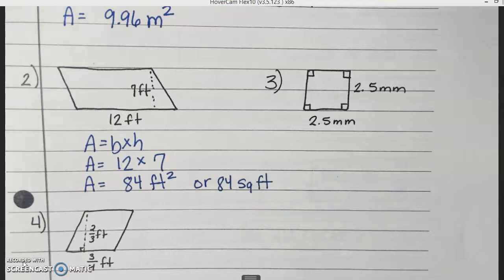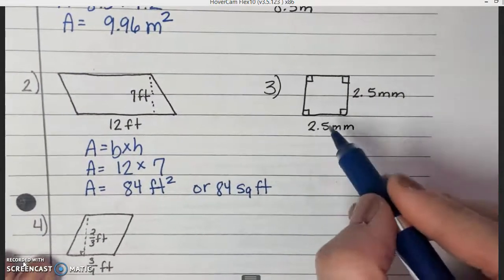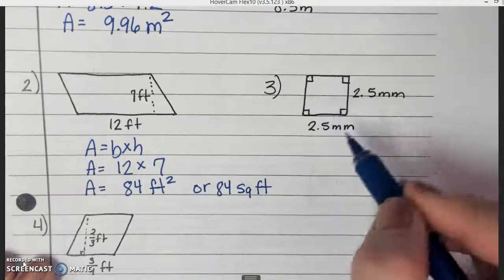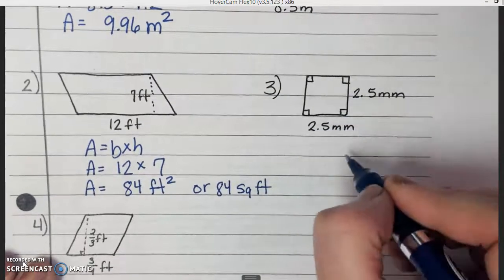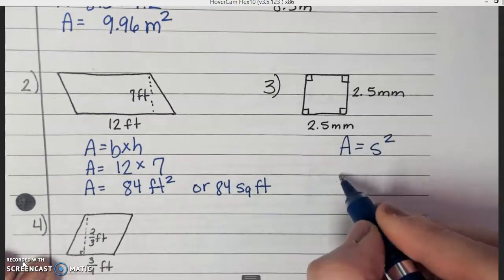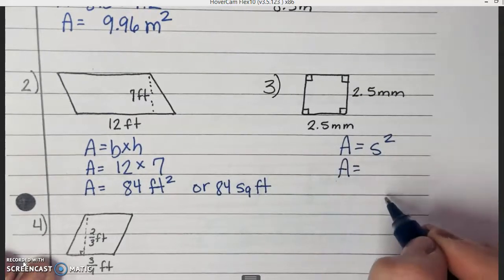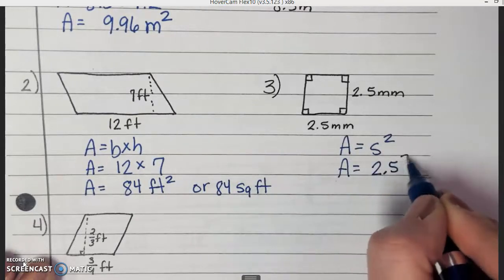Alright, so number 3. We have a square. I can tell by the numbers it's definitely a square. If ever in doubt that it's a square, check the numbers. So I'm going to start with area equals S squared for side squared. So that means I'm replacing the side with 2.5. There's my squared.